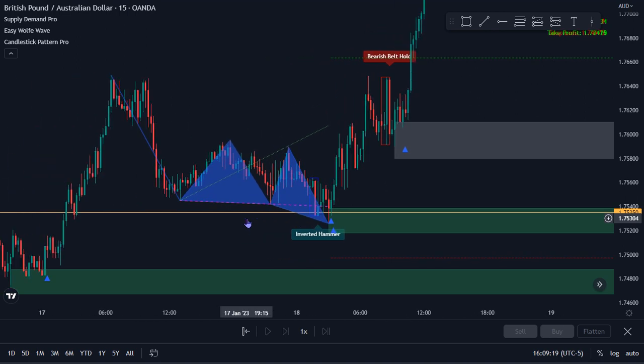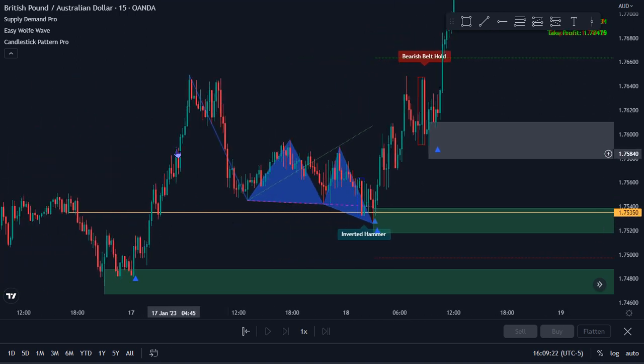So again, just to reiterate, we had the break of structure with this run up on the 4 hour, which validated this movement here as an order block. I marked out the opening price.